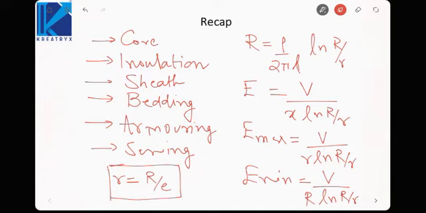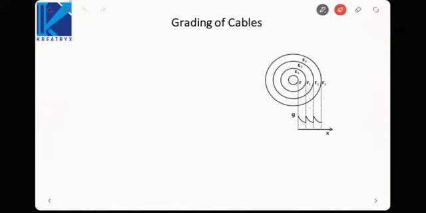So in the last lecture we saw that due to the difference between Emax and Emin, the insulator was not fully utilized, or the insulating requirement was more. Due to high Emax we will require more insulation, which increased the cost of the cable. So that is why we want the electric field distribution to be uniform, or there should be less difference between Emax and Emin. Okay, so Emax and Emin should be as close as possible. Ideally, the electric field should be constant.